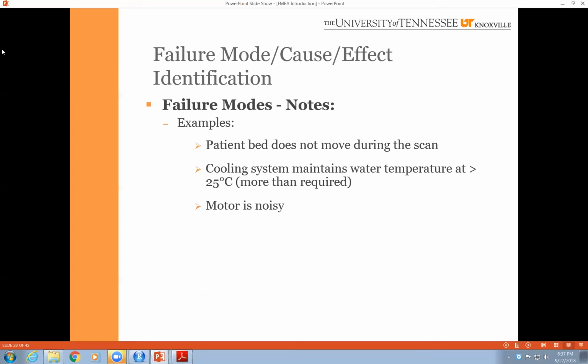The patient bed that we were talking about, the PET-CT scanners. The patient bed is not moving during the scan. So something is happening. It should be moving, but it's not. This is my failure mode, right?